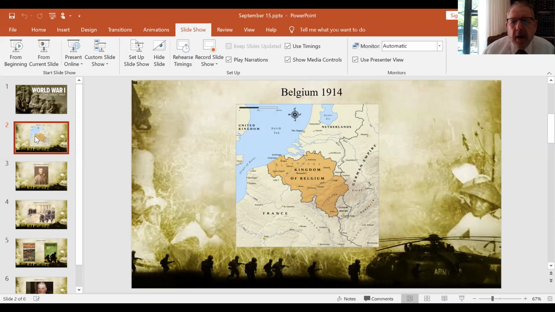So you see this map, there's the Kingdom of Belgium, and north of Belgium are the Netherlands, or Holland. To the south is France, and that's why the Germans had to plan their attack going through Belgium, because most of the French troops were positioned in the northern part of France near the Belgian border. Then, of course, to the east is the German Empire.